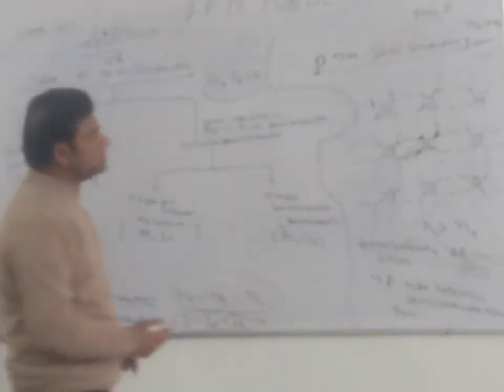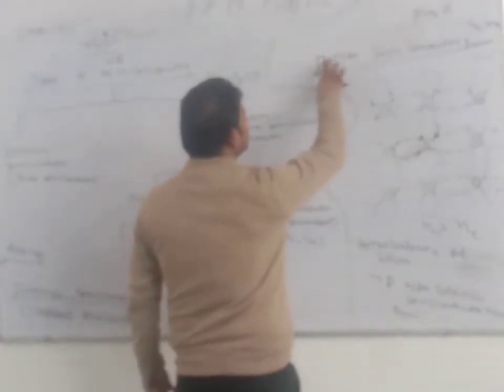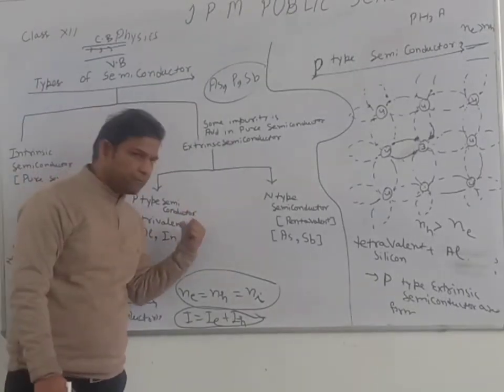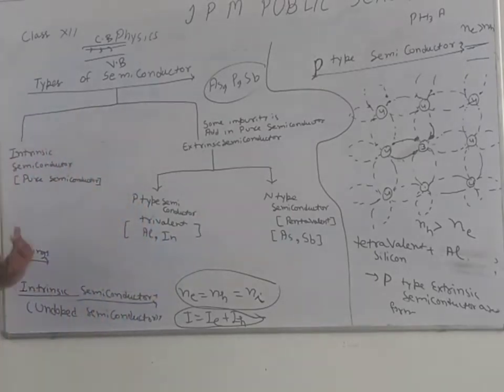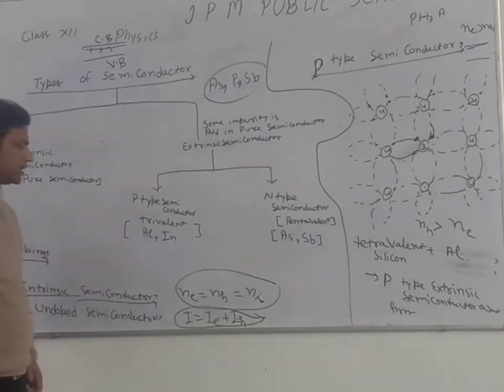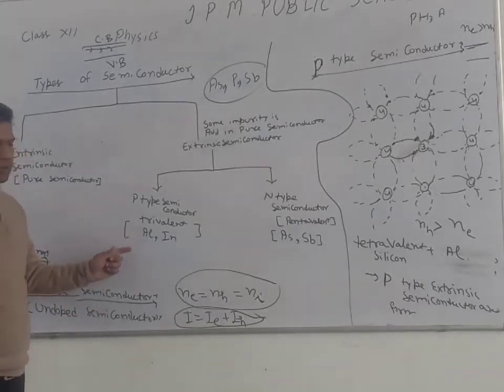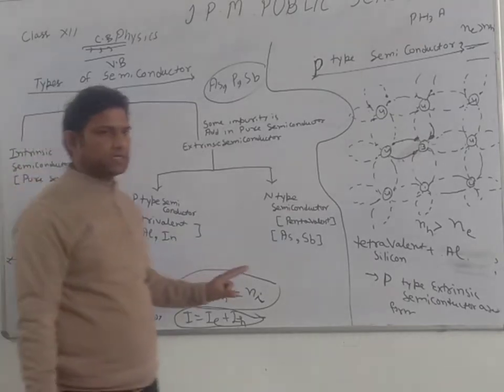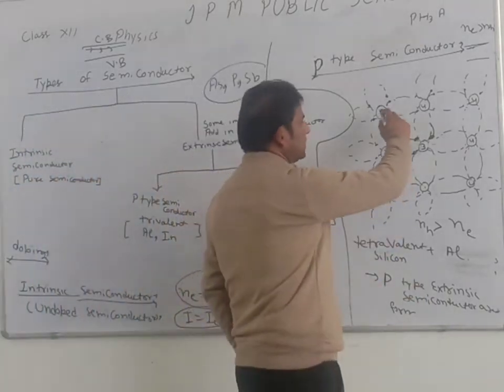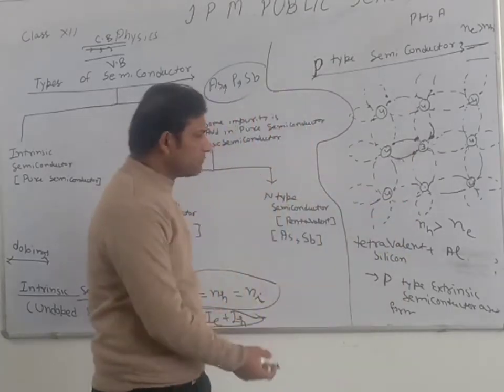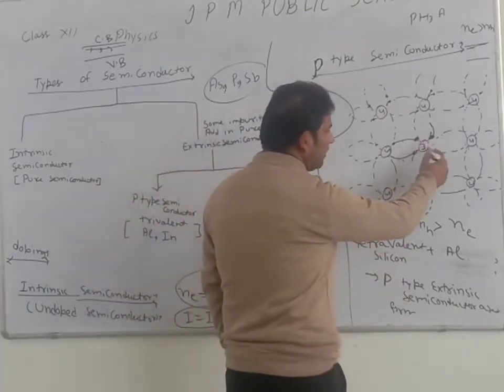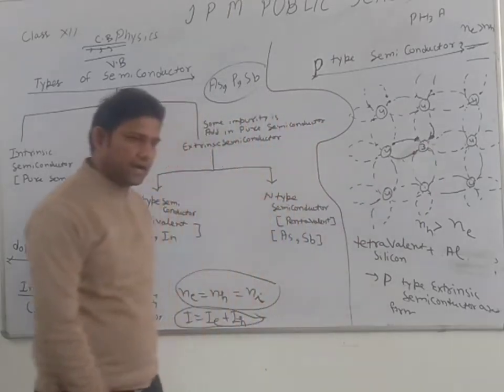Students, our next topic is P-type semiconductor. In P-type semiconductor, we add trivalent impurity to intrinsic semiconductor, and then P-type semiconductor is formed. The trivalent impurity is aluminium, indium, etc. Firstly, we take silicon, and after that we add trivalent impurity, meaning aluminium or indium.